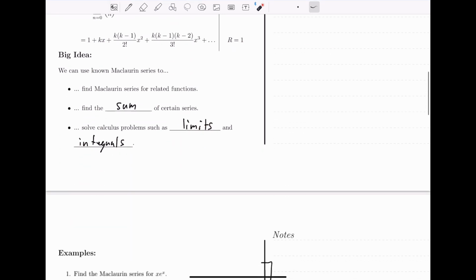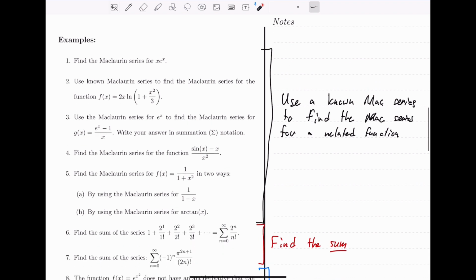Let's begin with example 1. We want to find the Maclaurin series for x times e to the x. We're going to use a Maclaurin series that we already know about. We're not going to do this by hand from scratch. We're going to leverage our knowledge of a known Maclaurin series to find the Maclaurin series for x times e to the x. Which Maclaurin series do you think we'll use? Probably the Maclaurin series for e to the x. Let's see how this works.